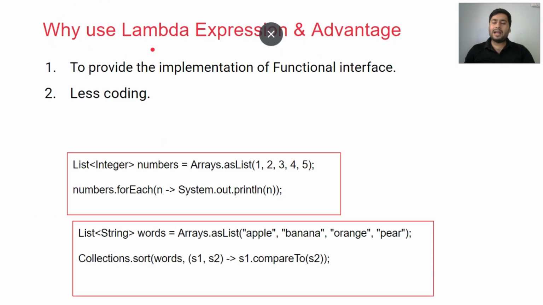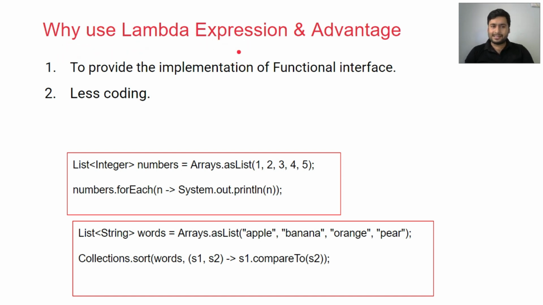Why use lambda expressions and what is the advantage? If I'm already overriding, already implementing the functional interface's abstract method in our implemented classes, why do I need to choose the lambda expression? Without a lambda expression also I am able to do each and everything, right? Yes. I am able to implement the parent interface, whatever abstract methods it has, and I am able to call those methods. So why do I need lambda expressions?